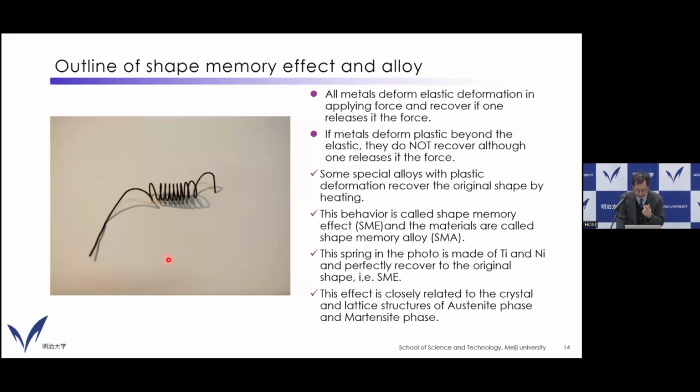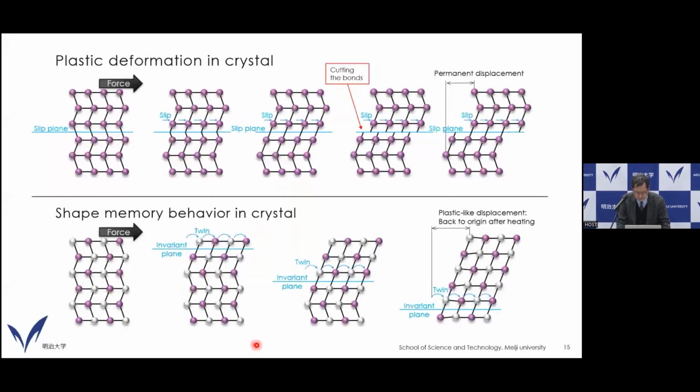This effect is closely related to the crystal and lattice structure of the austenite phase, the high temperature phase, and the martensite phase, the low temperature phase. This slide expresses the atom movement of a crystal during plastic deformation. The figure on the upper side shows the deformation behavior of the atoms during plastic deformation in a certain metal. This sphere represents an atom, and this bar represents the bond of adjacent atoms.